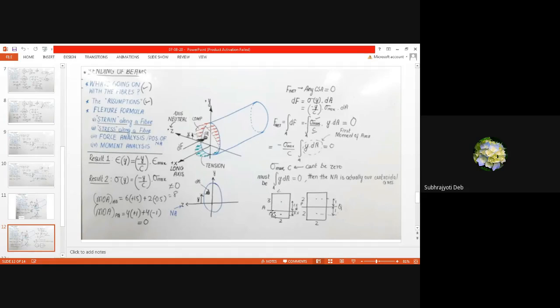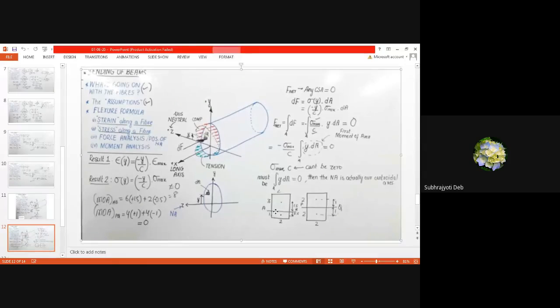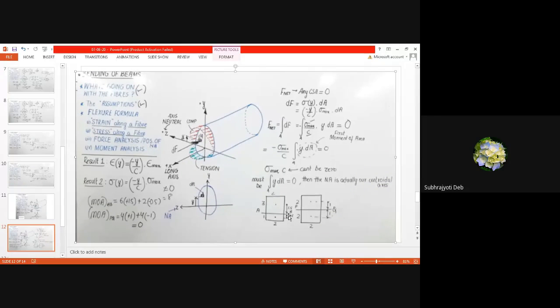we are taking a section here for understanding purposes. Above this axis the length is 3, below this it is 1, and its width is 2. So 3, 1, 2. We are going to find the moment of area. So what will be the moment of area?